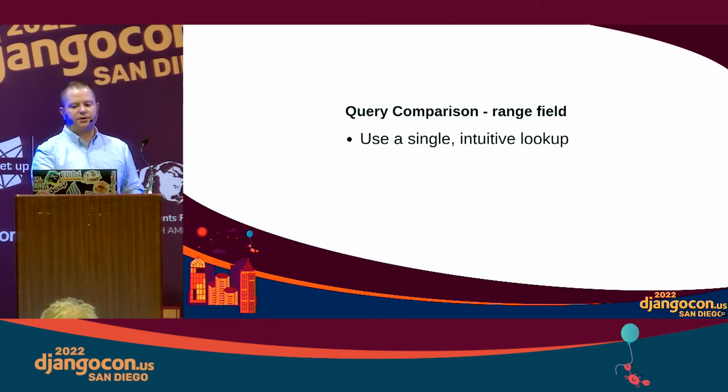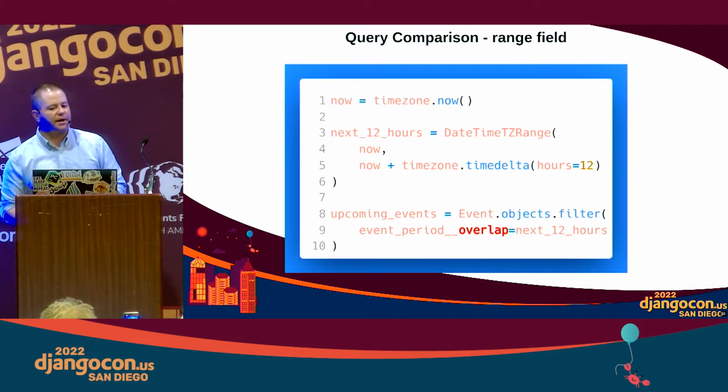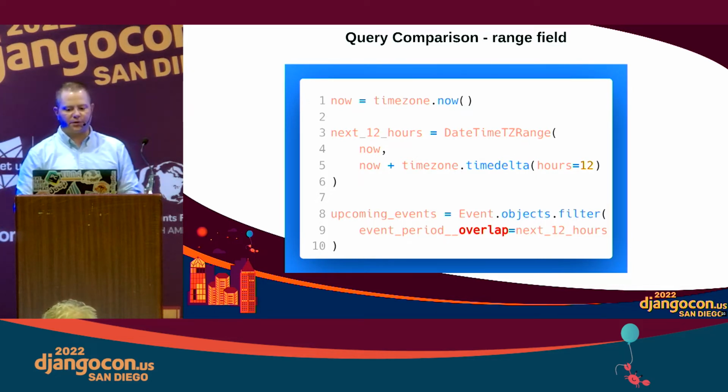So using a single intuitive lookup instead, you end up with this. If we have an event period, which is a date-time range field, then we just have to look at, does it overlap? It's as simple as that. There's no messing around with starts and ends and multiple lookups. Just very simple. Does it overlap?